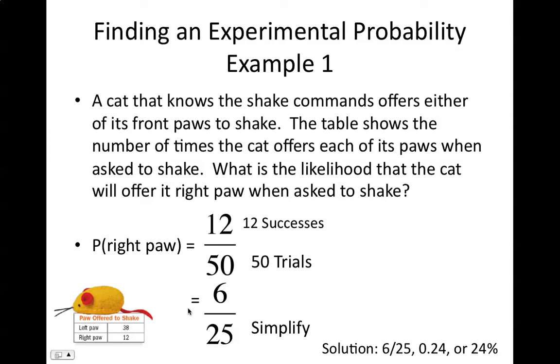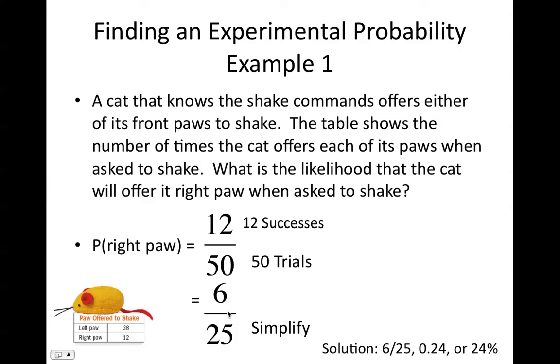All right, well, we gathered our data from our experiment in this little table. And since we're looking specifically at the right paw, and out of the total trials, the cat gave the right paw 12 times, that would be our successes. So we have that in our numerator. And the total number of trials would be, in this case, 50, and I got that from adding 38 and 12. So 12 over 50, successes over trials, was how I substituted in my formula.